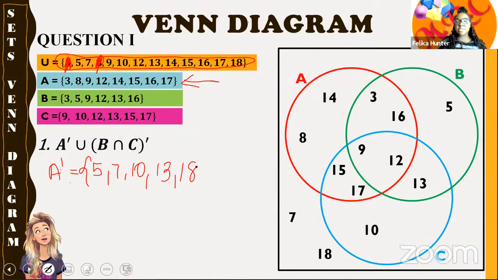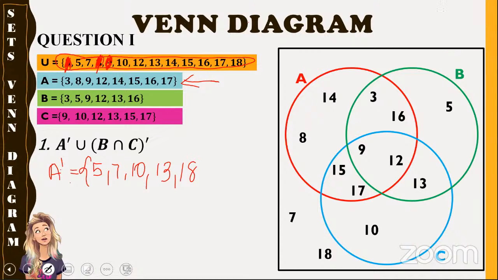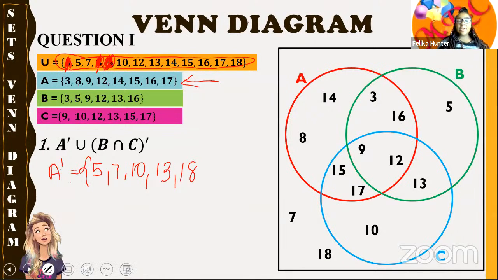Just to clarify for anyone who is not so sure: you take out the 9. You come here, you see the 12, you take out the 12. You see 14, you take it out. 15 out, 16 out, and 17 out. So the complement is everything that is not inside of A. So this would be A complement: everything in the main set that is not inside of A.